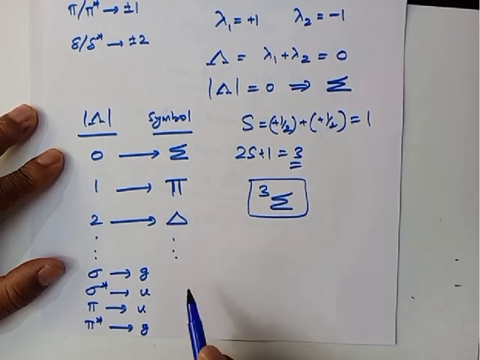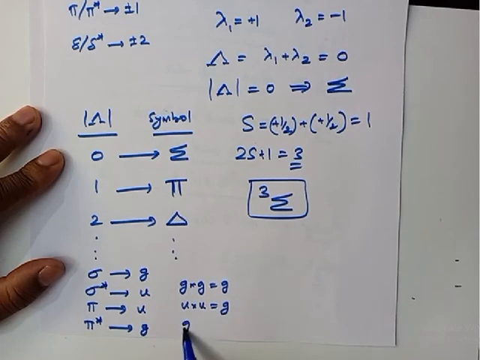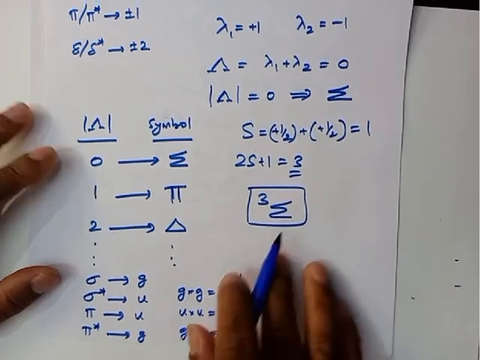Okay, and you also know that Jrf into Jrf is Jrf. Un-Jrf into un-Jrf is also Jrf. Jrf into un-Jrf is un-Jrf. Okay, so now we have 2 electrons.